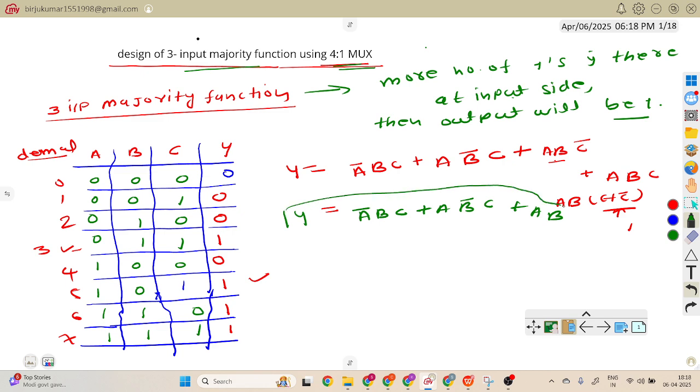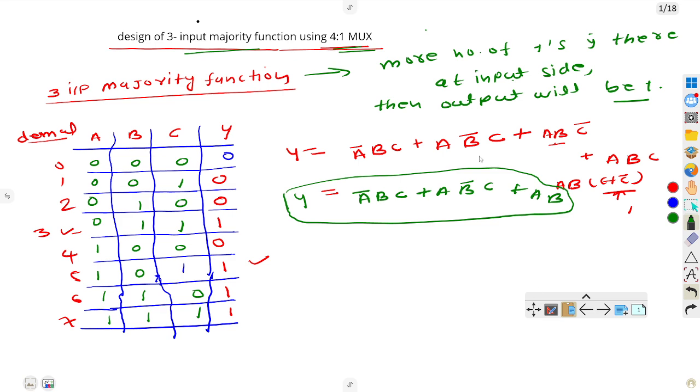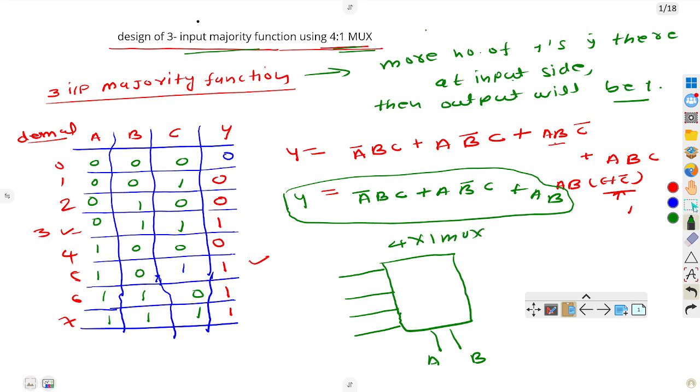So I need to design this expression using the 4 cross 1 mux. How can we design it? Okay, on the same page I am explaining. The 4 cross 1 mux you already know. Two selection lines are there. I am using A and B as the selection lines. Here is A, here is B. This is I0, this is I1, this is I2, this is I3. So this is the 4 cross 1 mux. So A and B I am using as the selection lines. So what are the combinations there? AB.